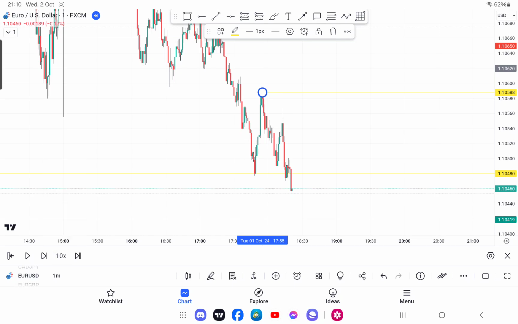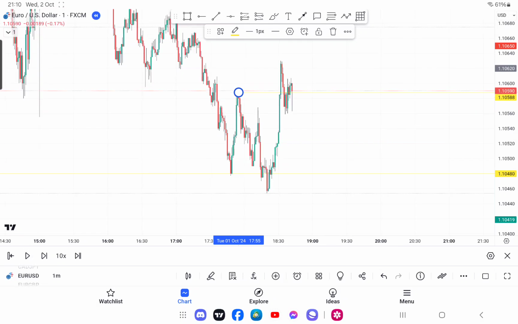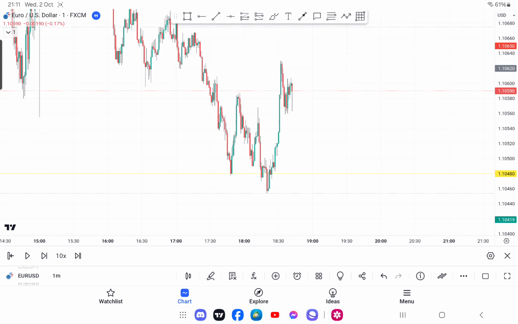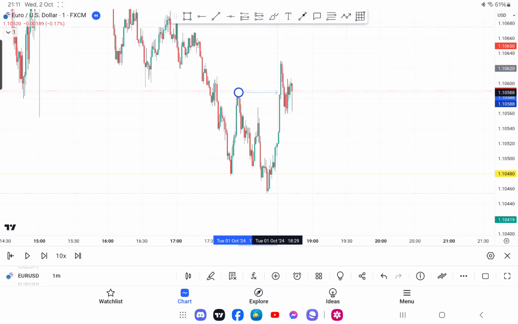So I'll play a few candles. So obviously there, one sec. Now that's broke, obviously we've got a change of character there. Change of character.